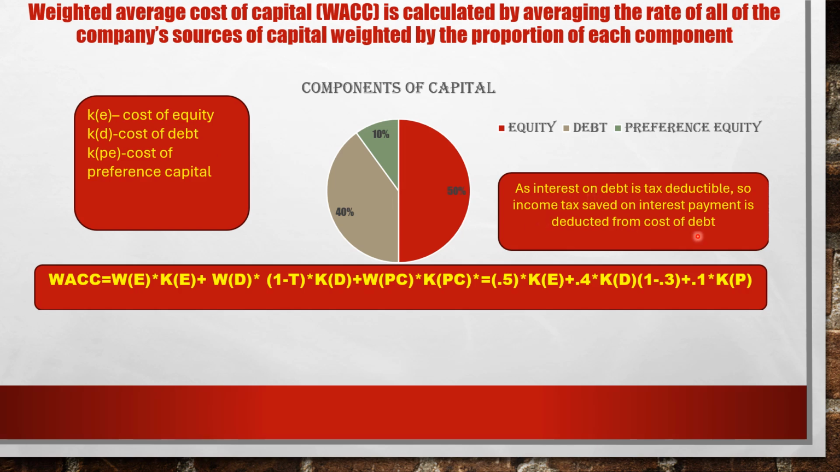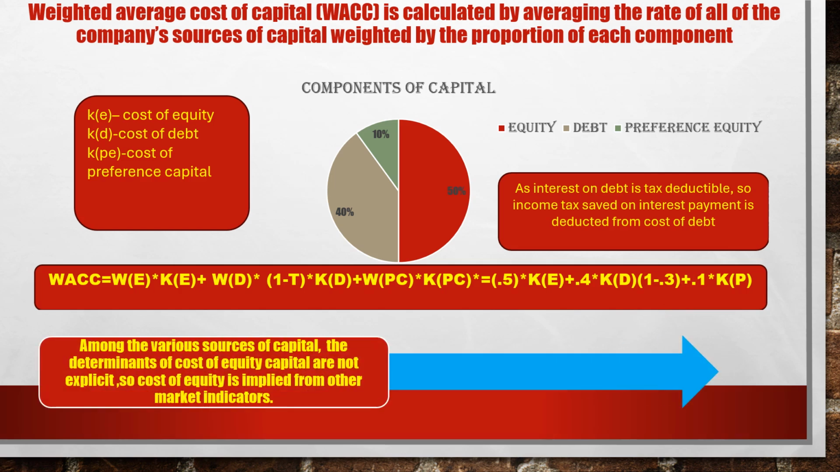As interest on debt is tax deductible, the income tax saved on interest payment is deductible from the cost of debt. So the weighted average cost of capital is given by the formula: the weight of equity into cost of equity, plus the weight of debt into cost of debt into (1 minus tax rate), plus the weight of preference capital into cost of preference capital. So this is the formula which gives the weighted average cost of capital.